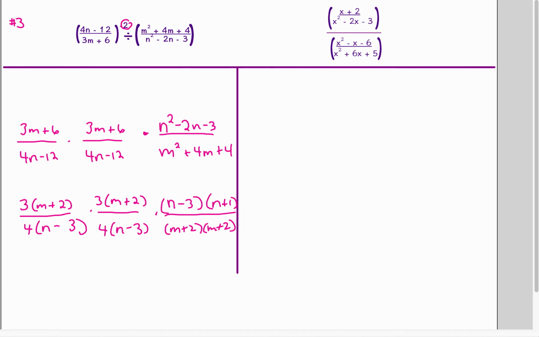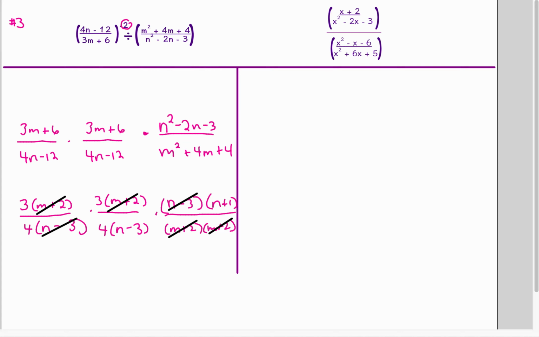Now, off to the races. All I have to do is cancel any numerator with any denominator because it's all just a big multiplication problem. So I've got an m plus 2, which will cancel out with an m plus 2. I've got another m plus 2, which will cancel out with another m plus 2. I've got an n minus 3, which will cancel out with an n minus 3. I don't have any n plus 1s.